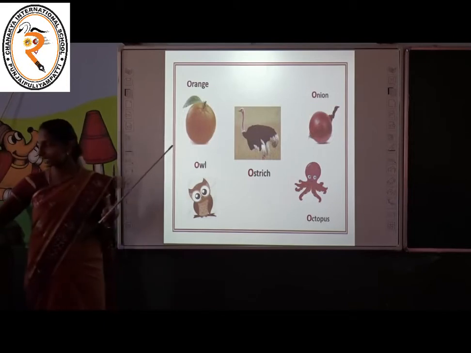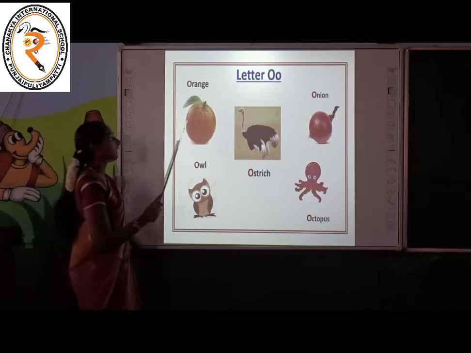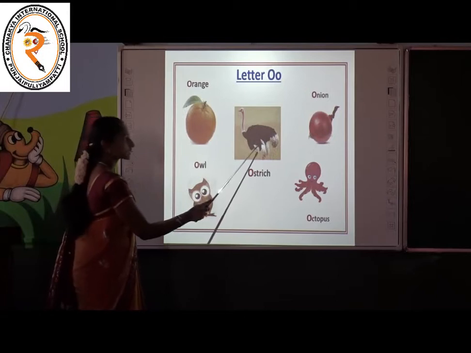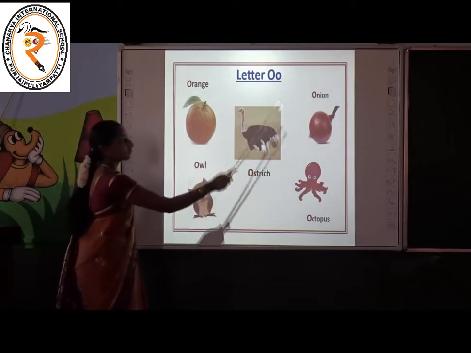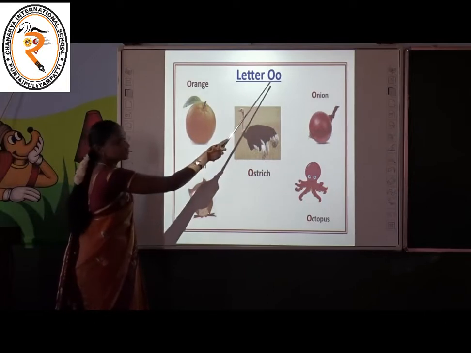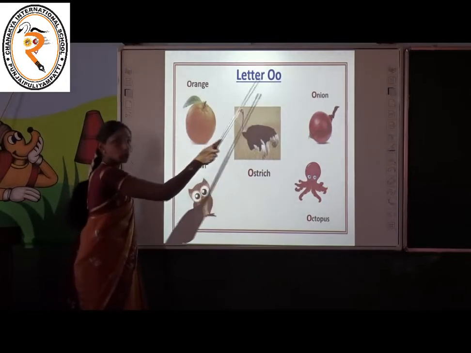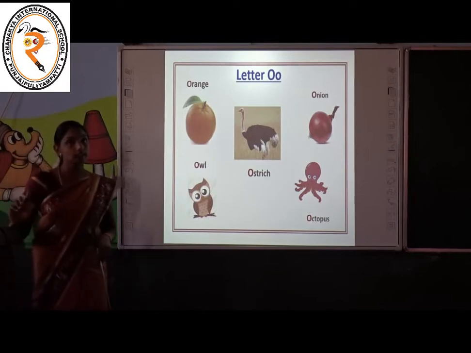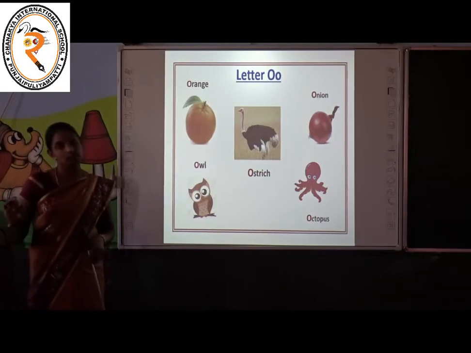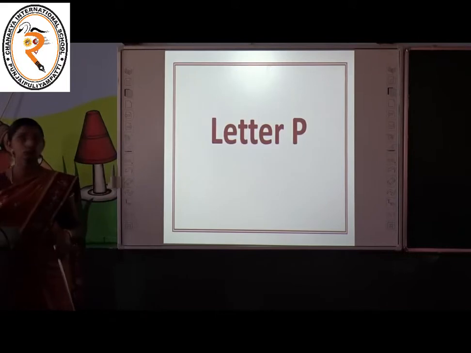Very good. That is letter O. Yes, children. Orange, ostrich, onion, octopus and owl. These 5 begin with which letter? Letter O. Very good, children. Now have you all got a clear idea about letter O? Very good. Let's move on to letter P.